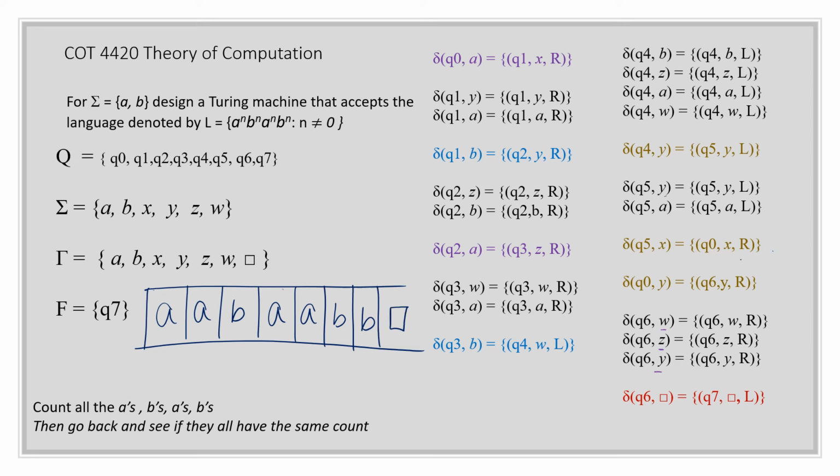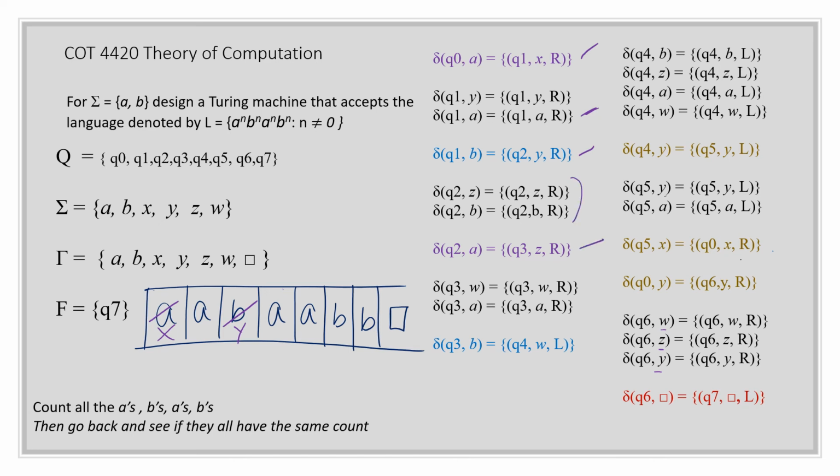We have our A, we change it to an X, and we move right. Now we have an A, we're going to bypass that A and move right. We got a B, we change it to a Y, we move right. Now we're going to pass by any B's or Z's, which we don't have any.